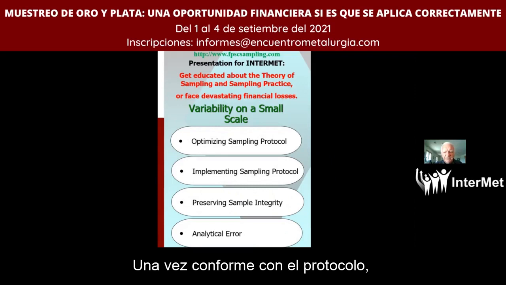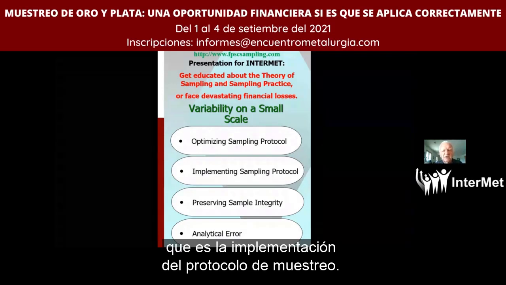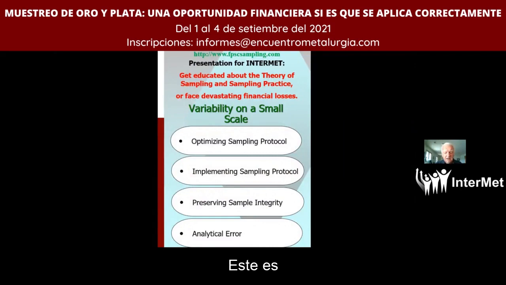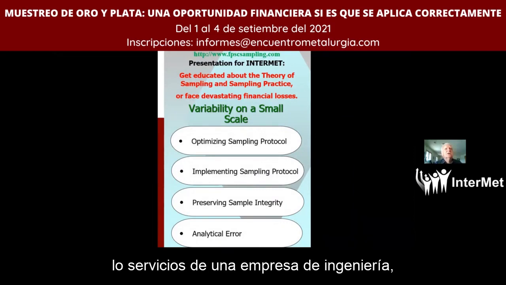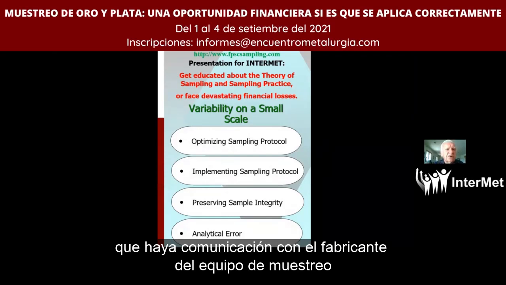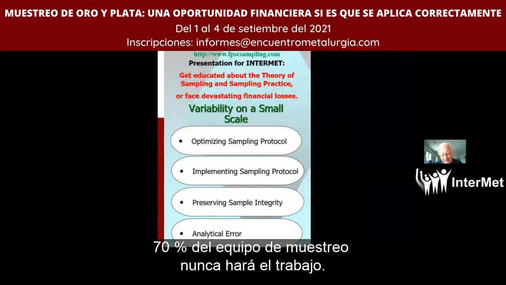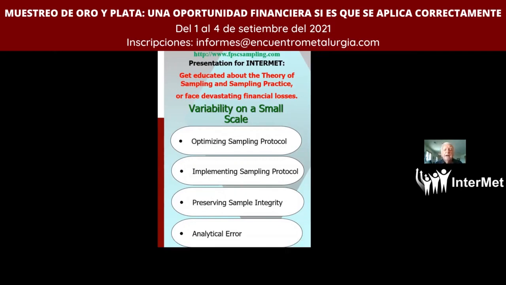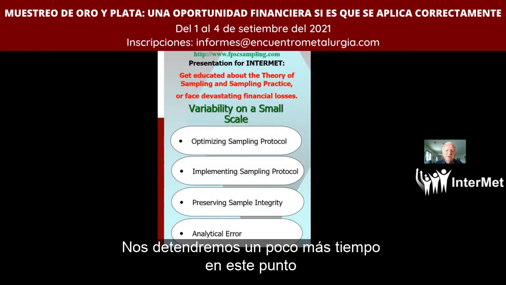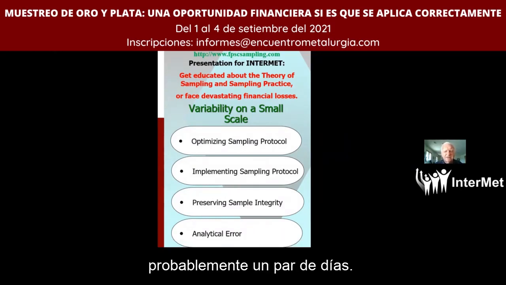So now when you are happy with the protocol, after that, we will enter a new domain, which is the implementation of the sampling protocol. This is a very important subject because installation of sampling equipment requires the help of an engineering firm. It requires communication with the manufacturer of sampling equipment. So this can go wrong in a big way because, like I said earlier, about 70% of the sampling equipment will never do the job. And so we will spend a lot of time on this because it's very important. We'll probably spend a couple of days on that.